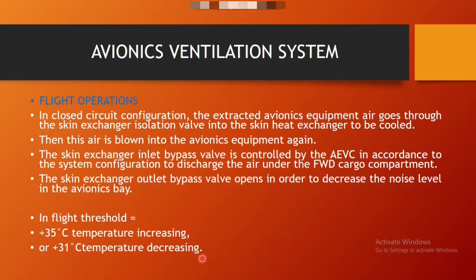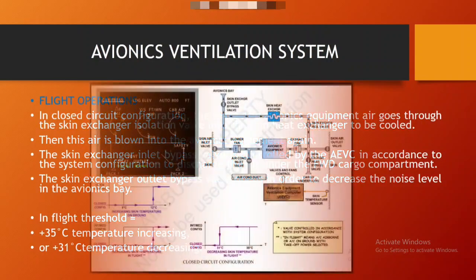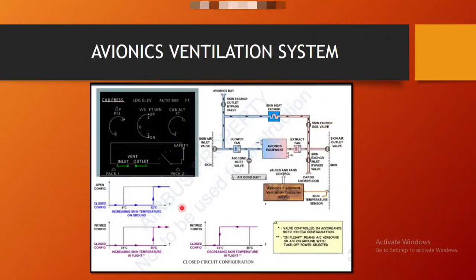This is your temperature configuration, plus 35 degrees temperature increasing, plus 31 degrees temperature decreasing in flight configuration. We'll not go into the temperature, we'll just try to know the concept. So in closed circuit configuration, you see this valve is closed now because you are in flight. The inlet valve, you cannot see physically from outside in the air, but on the ECAM display this inlet and outlet valve is closed.